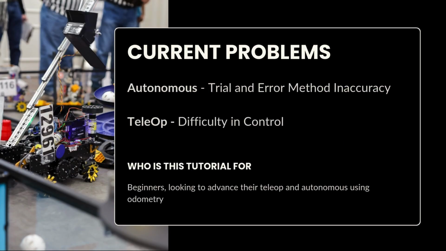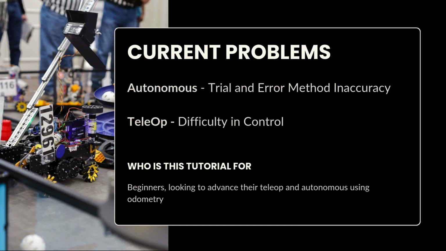For starters, I wanted to go over current problems teams are facing and the problems that this Odometry series is looking to address. For starters, in autonomous, many teams take the trial and error approach where they keep tweaking time-based commands on their robot to accomplish tasks. However, this leaves teams with an inaccurate robot because the practice field and game fields are sometimes off just by a smidge. Additionally, this method is a long process and sometimes it means teams don't have enough time to implement their autonomous in competitions.